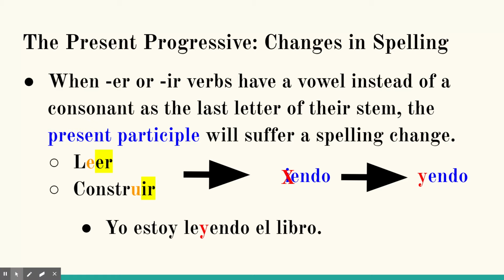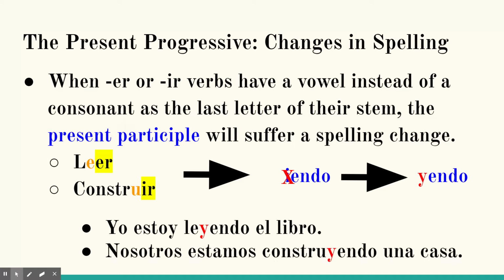So in a sentence, it would look like this. Yo estoy leyendo el libro. I am reading a book. Same thing happens with construir. Nosotros estamos construyendo una casa. So once again, if you have an ER or an IR verb and the last letter of that stem is a vowel, we need to change that I in the present participle to a Y. Make sure you write down these examples as well.